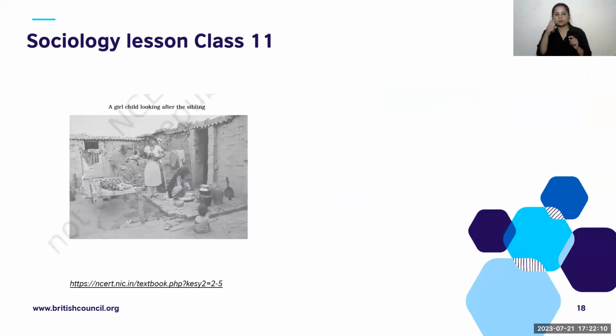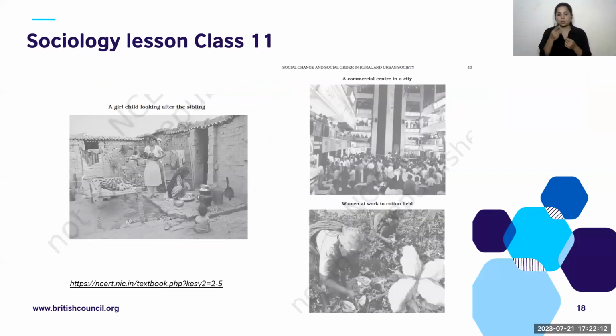Now, let's move on. We're going up the ladder slowly from primary to 7th. Now we are coming to class 11. There are 3 images here. The first one is a girl child looking after her sibling. The next one is a commercial center, a mall. The third one is women at work in a cotton field.